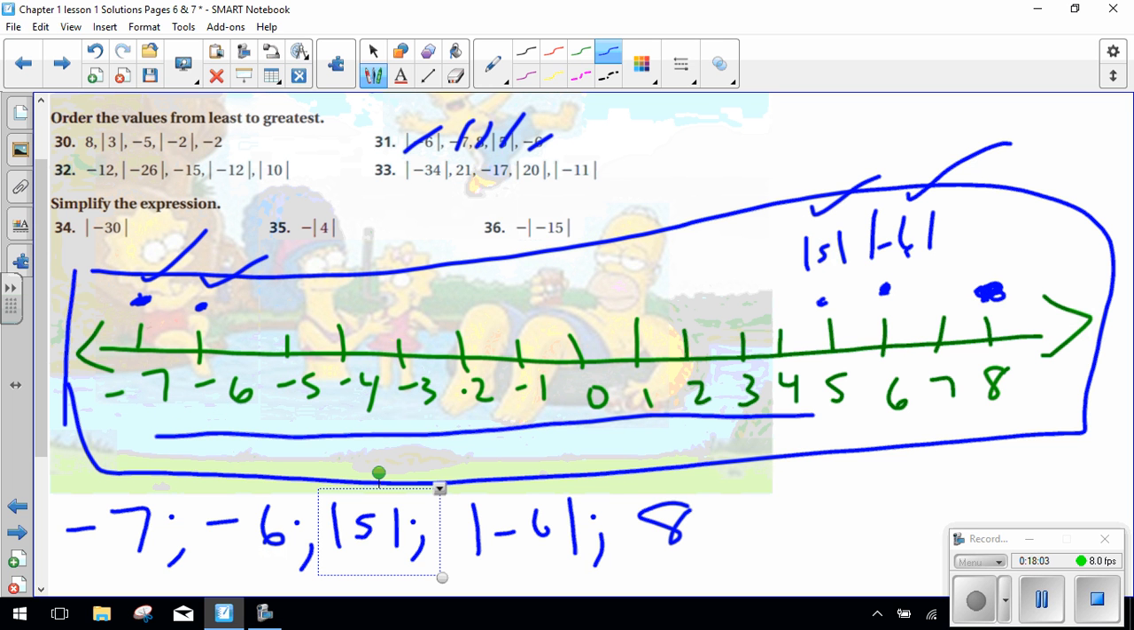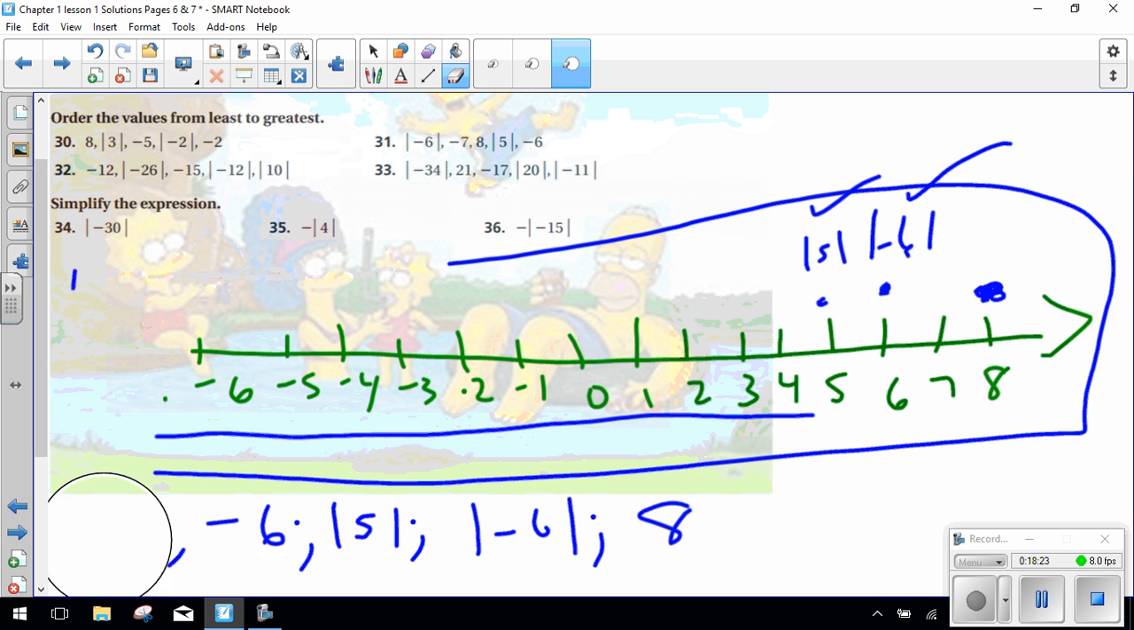So the biggest thing that happens in these kind of questions is students will look at simply the negative in here, and they're like, isn't -6 supposed to be down here? But it's not just -6, it's the absolute value of -6, which asks you, how far is this number to 0? Okay, so let's say goodbye to 31.